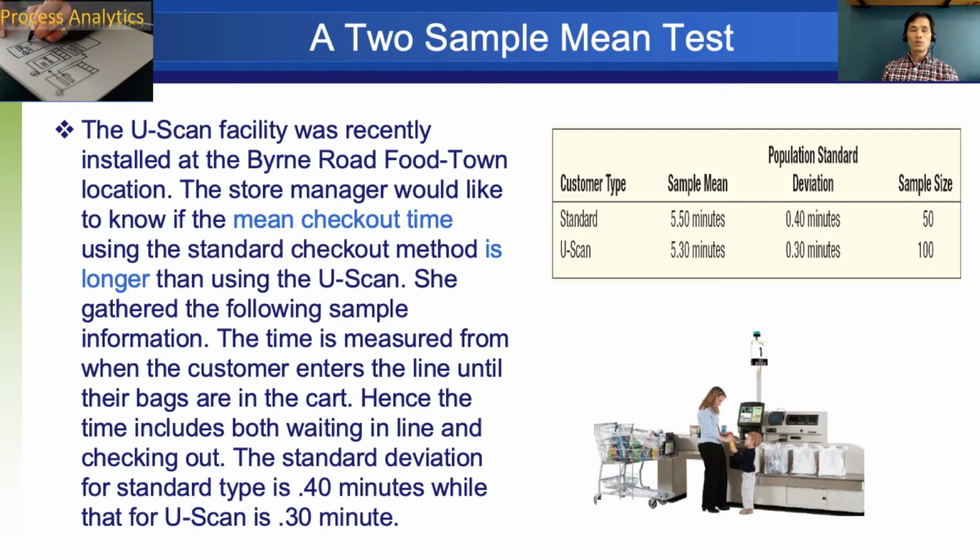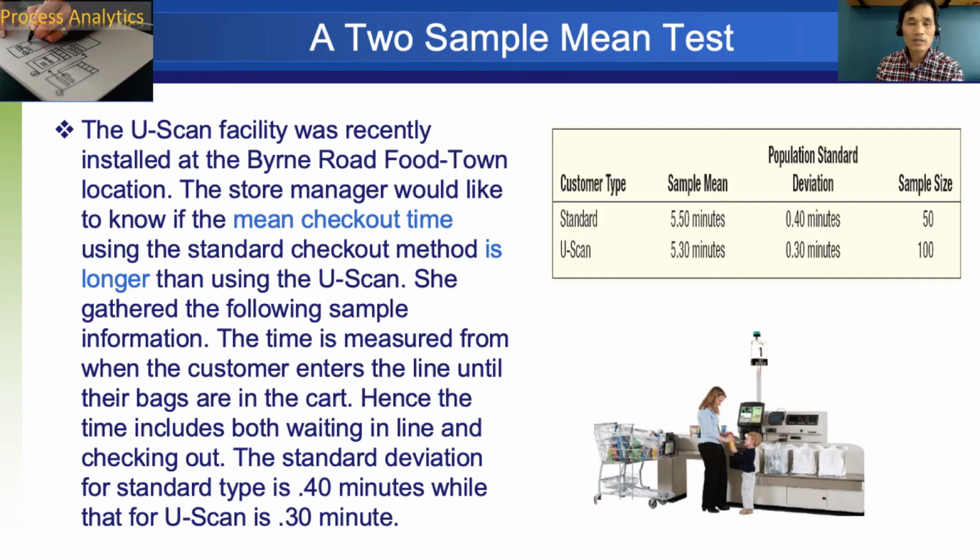And we find that the average mean for standard scanning is 5.5 minutes, and for the new scanning system, 5.3 minutes. So we see that at least 20 seconds were reduced after adopting the new scan. And the standard deviation was 0.4 for standard scanning system and 0.3 for U-scan system. And the sample size was 50 for standard and 100 for U-scan. So using this, can we say that there's a statistically meaningful change in this relationship?